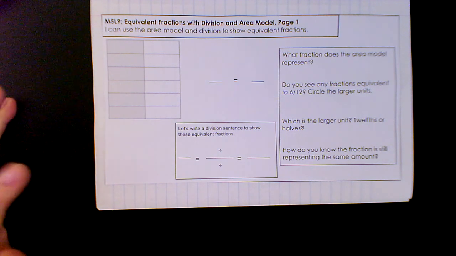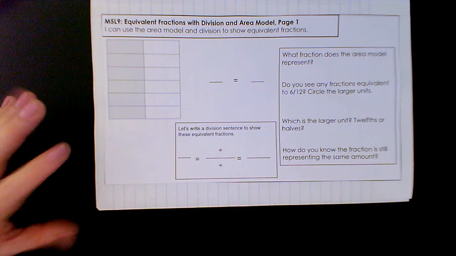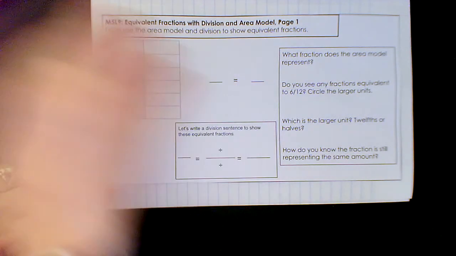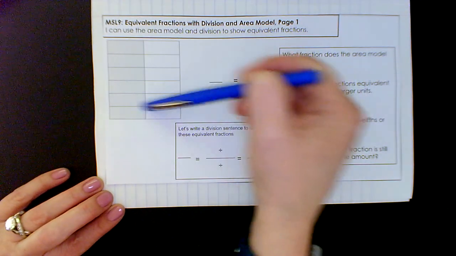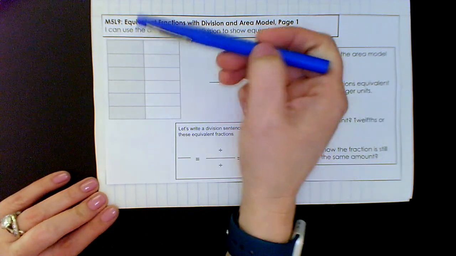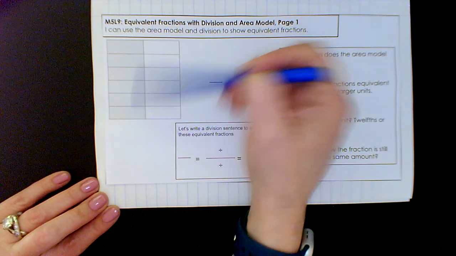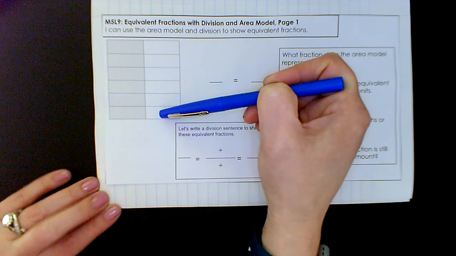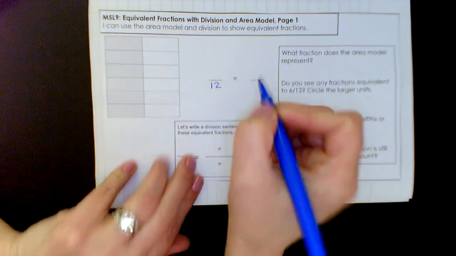Well, first of all, we need to figure out what is our whole and what is our numerator and what's our denominator. So let's start with the whole. If I look at this fraction, what's the whole? Okay, so that means when I'm looking for the whole, I'm looking for that denominator to count all the parts. So here we go. 1, 2, 3, 4, 5, 6, 7, 8, 9, 10, 11, 12. So my denominator, or the whole, is 12.